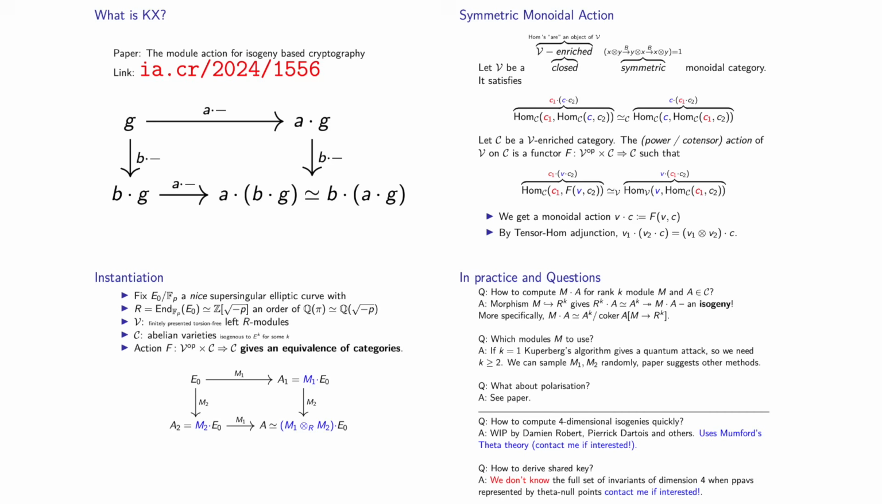There are questions of how to compute it. Because the action gives an equivalence of categories, you can do this, and it turns out you only need to compute an isogeny, which is efficient, polynomial time in general. But it turns out we don't know how to compute it efficiently for 4-dimensional isogenies, and that is work in progress. If you know anything, talk to me.